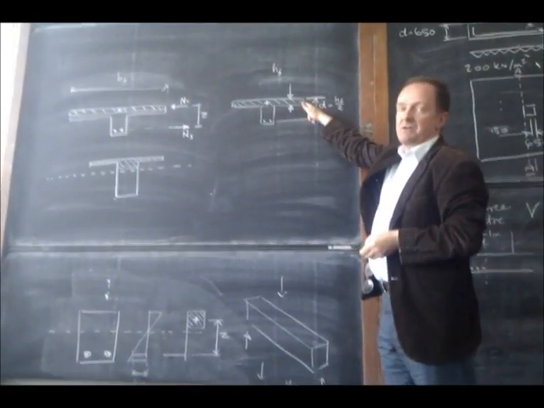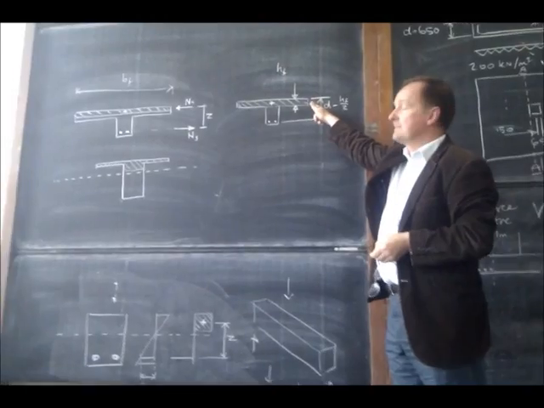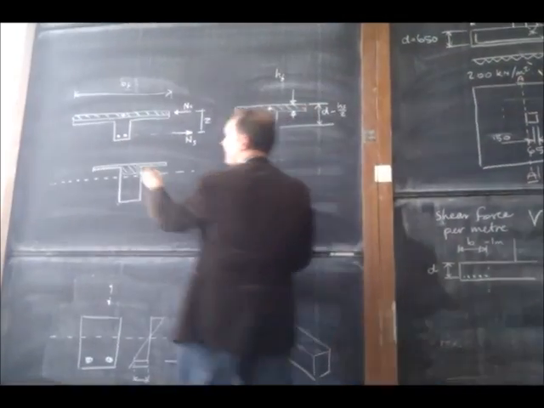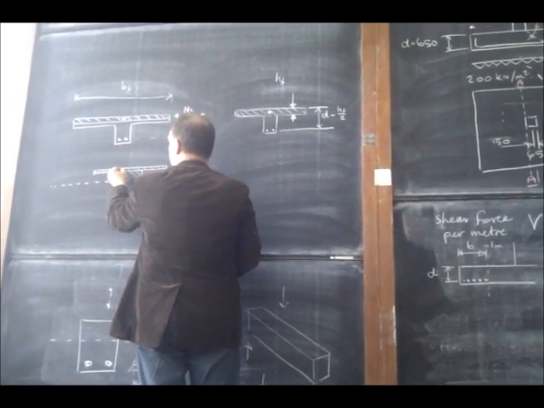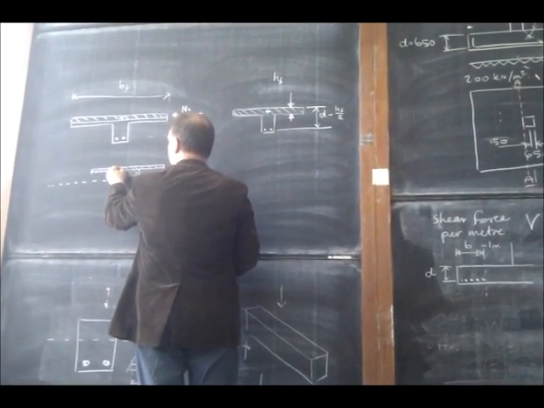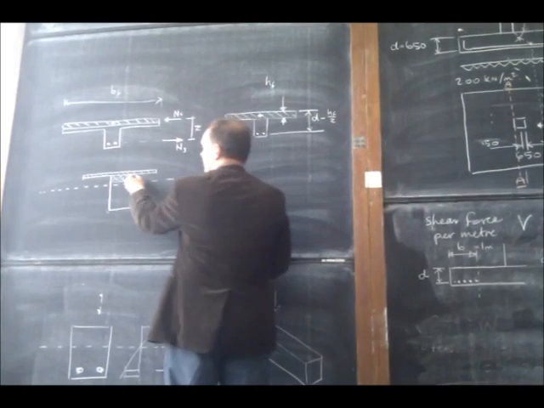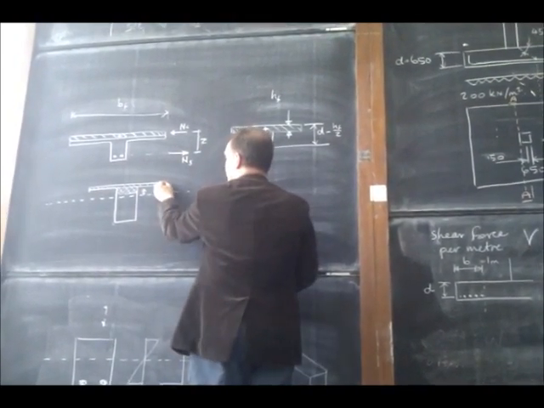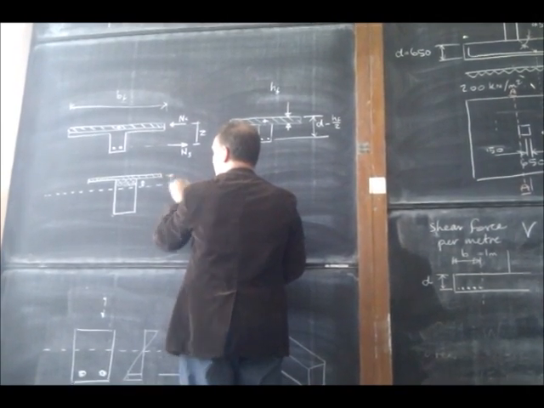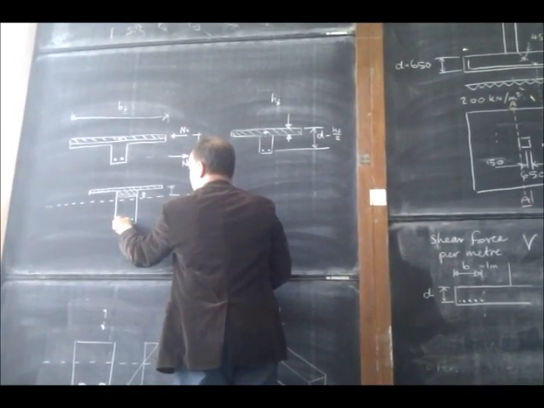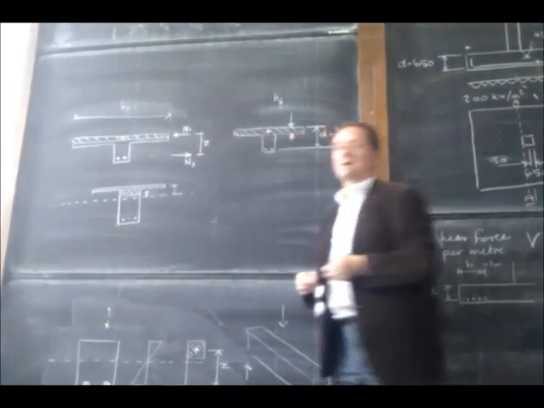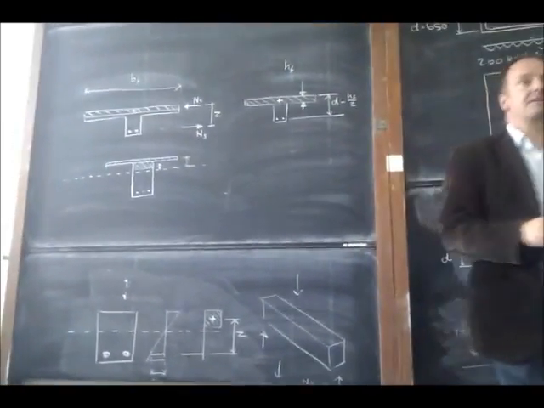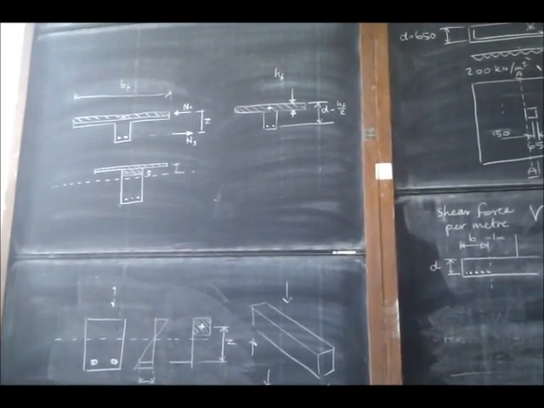If you've used this approach for this one, then it's still conservative, because all you've done is ignore that bit of concrete there. And that bit of concrete there is closer to the neutral axis than this bit, so it doesn't contribute so much to moment of resistance. So again, the assumption about the force acting at the centre of the flange is a conservative one.